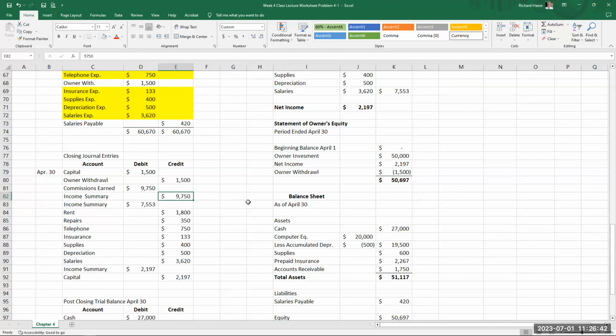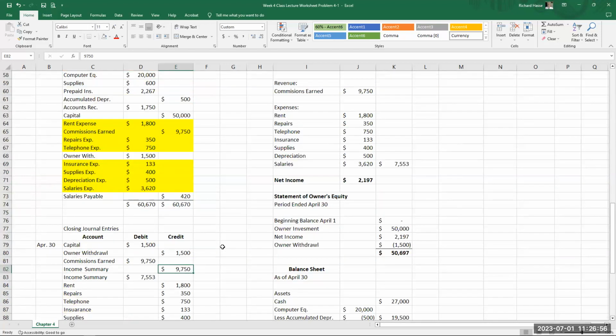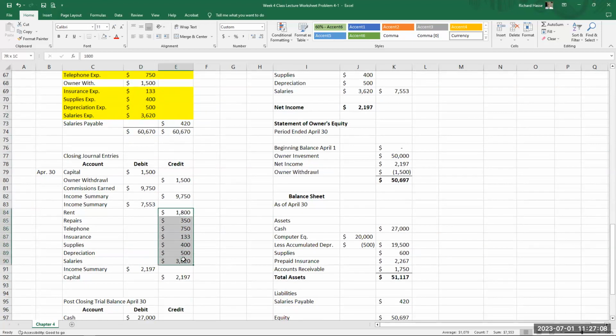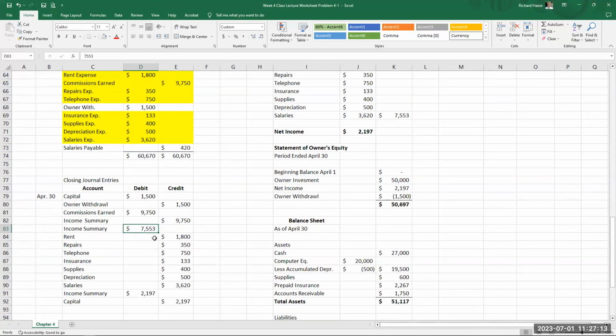Now, income summary is another account that we create to be the closing account that these numbers flow through as we do the closing entries. Income summary, $97.50 credit. Now we close out all those expense accounts with the debit balances: rent, repairs, telephone, insurance, supplies, depreciation, and salary. Those are all credited. And the total amount of the expenses, $7,553, are debited to income summary.